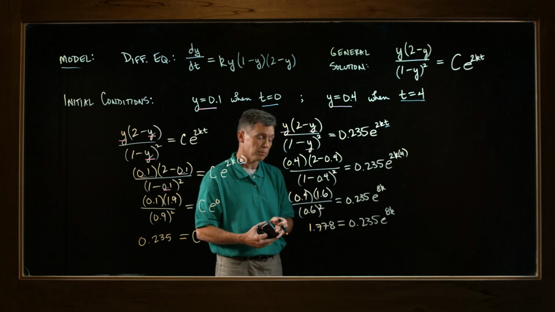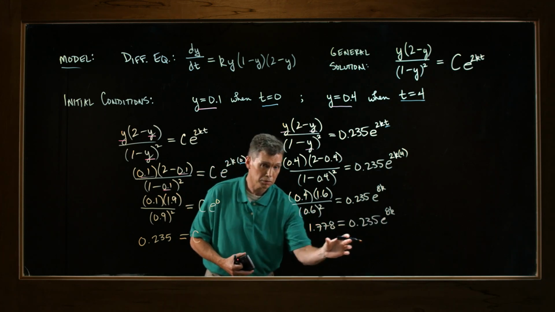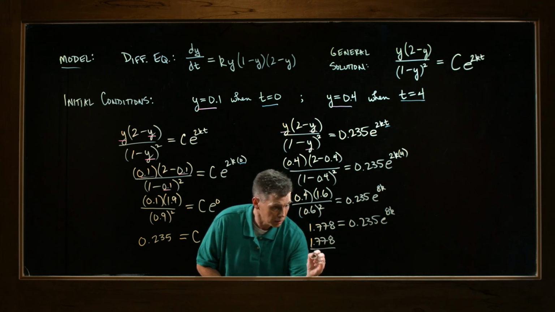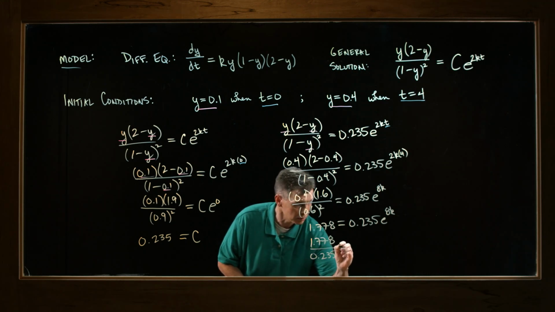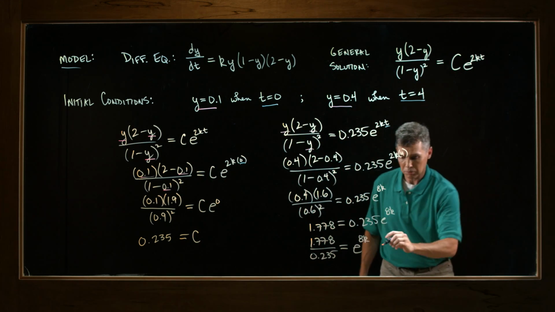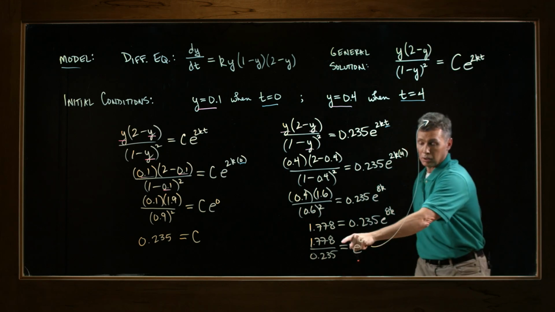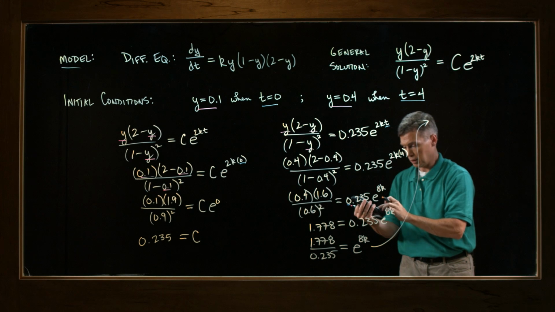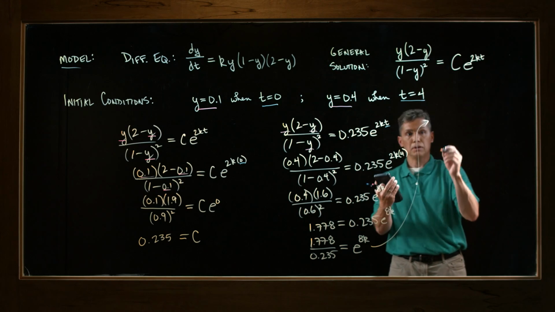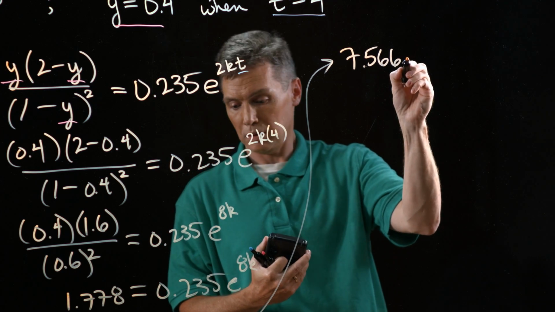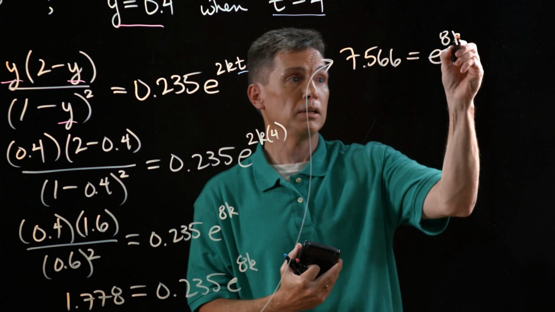I didn't do anything in that step. In the next step, I'll divide over that coefficient to get e alone. 1.778 divided by 0.235 equals e raised to the 8k. Sorry if I'm out of room there. Let me just come up. On the left-hand side, I'm grabbing my calculator. 1.778 divided by 0.235, I'm getting 7.566 equals e raised to the 8k.